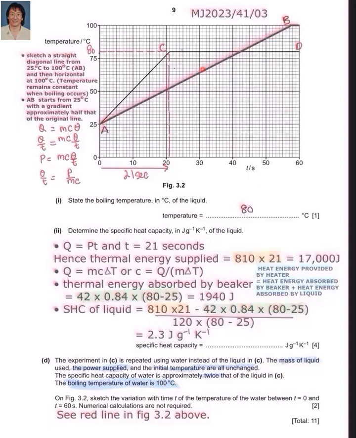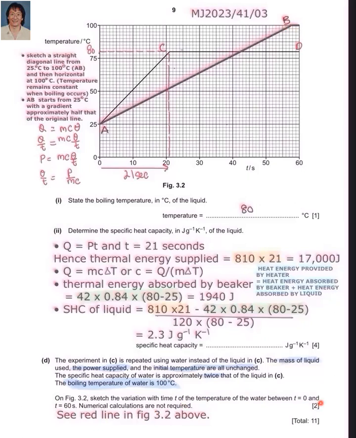AB represents the part where the temperature is heated from 25 degrees Celsius, because the initial temperature is the same, to 100 degrees Celsius, because the boiling temperature of water is given as 100 degrees Celsius. Then the graph goes horizontal. You have to sketch the variation with time of the temperature of the water between t equals 0 and t equals 60. Numerical calculations are not required. So for this question, you have to see the red line in figure 3.2, which is A, B, and then this part here. And this question carries 2 marks.